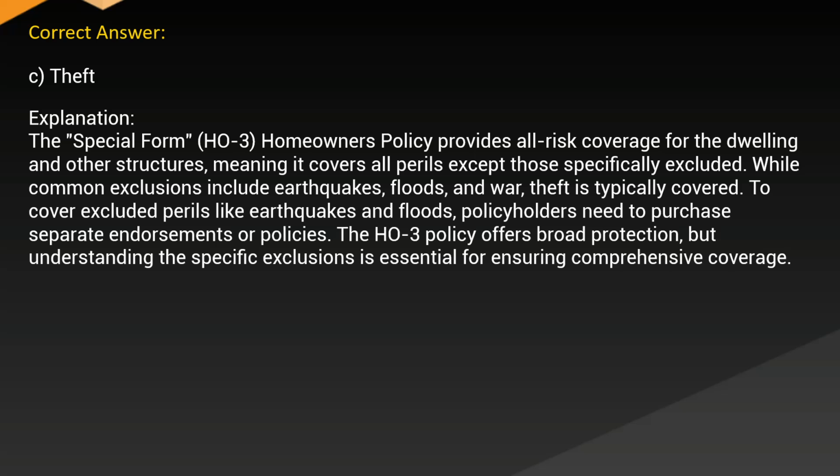Explanation. The Special Form HO3 homeowners policy provides all risk coverage for the dwelling and other structures, meaning it covers all perils except those specifically excluded. While common exclusions include earthquakes, floods, and war, theft is typically covered. To cover excluded perils like earthquakes and floods, policyholders need to purchase separate endorsements or policies. The HO3 policy offers broad protection, but understanding the specific exclusions is essential for ensuring comprehensive coverage.